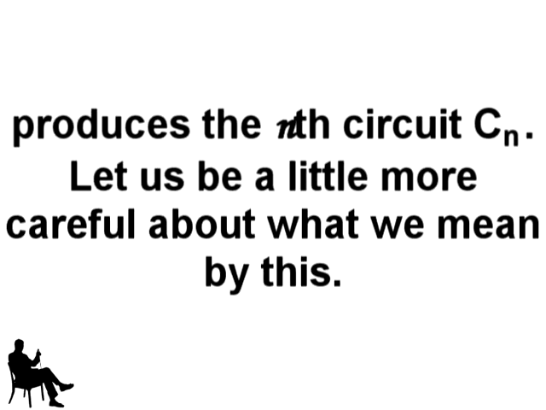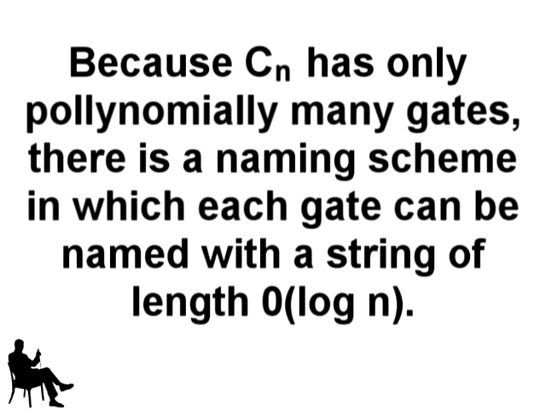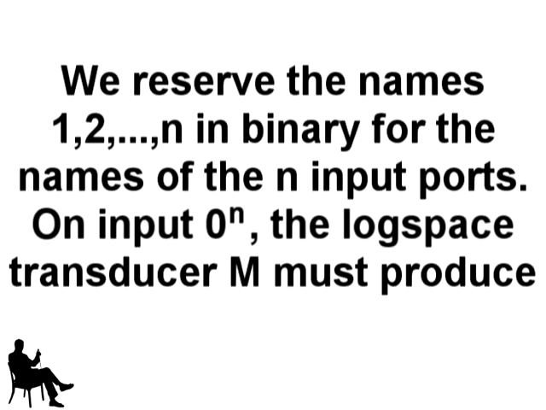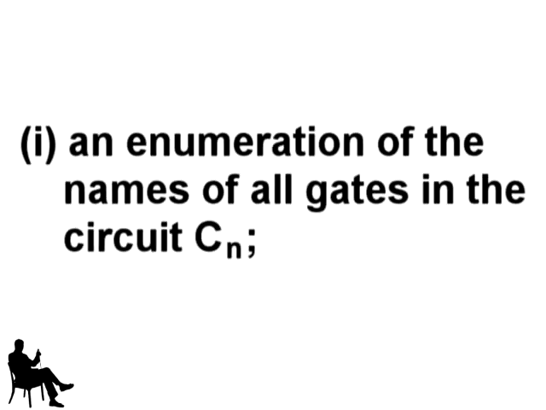Let us be a little more careful about what we mean by this. Because C subscript n has only polynomially many gates, there is a naming scheme in which each gate can be named with a string of length O(log n). We reserve the names 1 through 2 to the n in binary for the names of the n input ports. On input 0 to the power of n, the log space transducer M must produce an enumeration of the names of all gates in the circuit C subscript n.